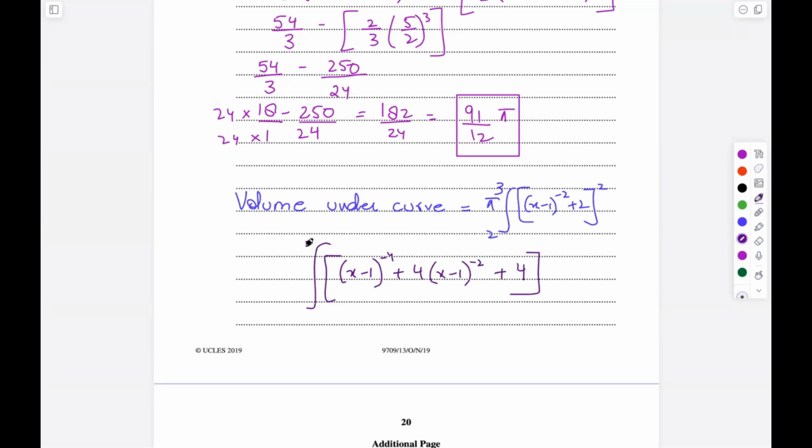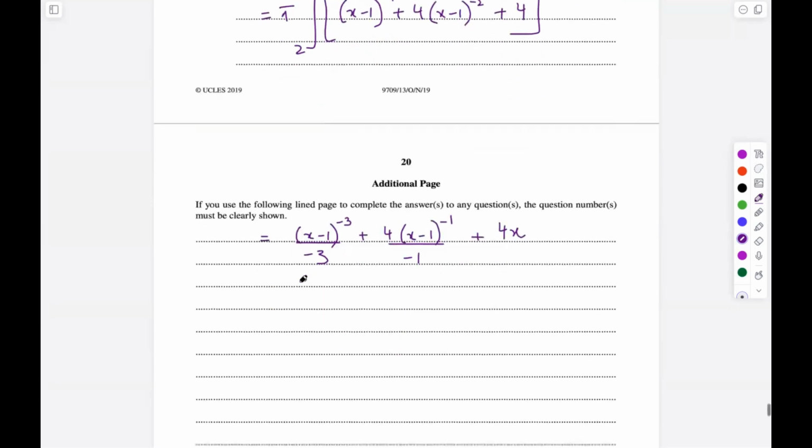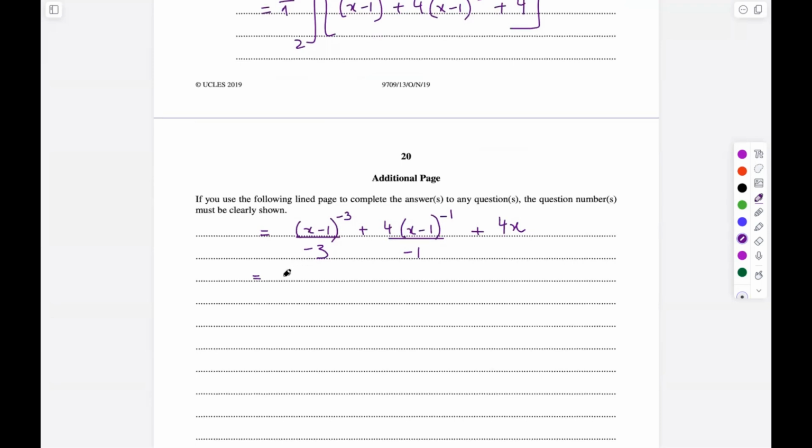There is still the integration sign over here with the limits 3 and 2. Now integrating x minus 1 to the power minus 4, we'll increase the power by 1, that will become minus 3, and we'll divide by the new power, which is minus 3. Then integrating x minus 1 to the power minus 2, we'll increase the power by 1 and divide by the new power, that is minus 1. And integrating 4, that will become 4x. Once we have integrated, we can simplify to write it as minus 1 upon 3 into x minus 1 whole cube, minus 4 upon x minus 1, plus 4x.